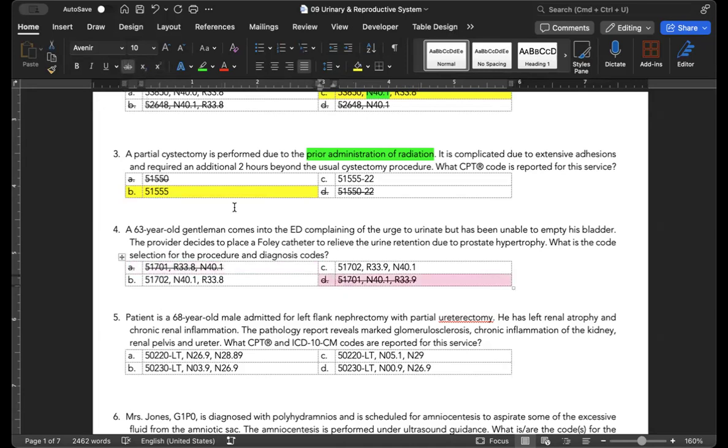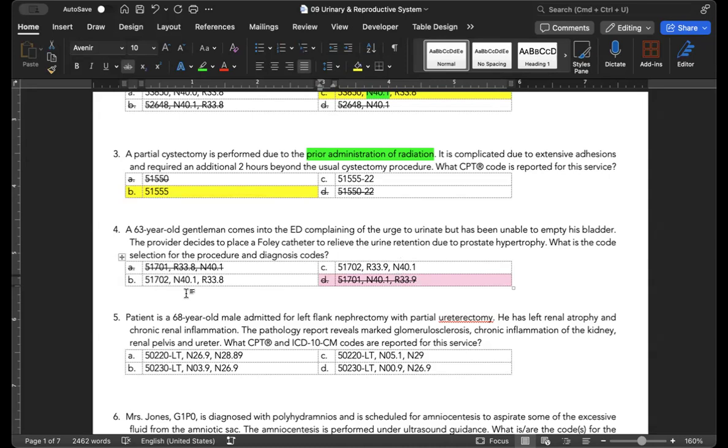Okay, so now we need to know, we know N40.1 is our code because it's in both. We just need to know which one should we sequence first. Should we sequence the N40.1 first, or should we sequence the other code first? So our R33.8 is going to be the urinary retention. And then R33.9.